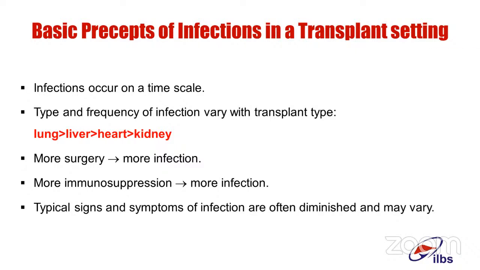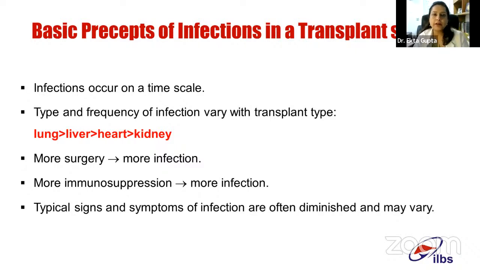It's moving very well. Now I'll start the lecture. The basic precepts of infections in a transplant setting is that infections occur on a time scale. So they do not occur like anything in the common. We have to be careful about the duration and time since the transplant. It also matters what the type of transplant is, whether it is solid organ or bone marrow. And in solid organ, the lung has the highest chances because it depends upon the exposure to the external environment and the colonization of your epithelial tract lining.